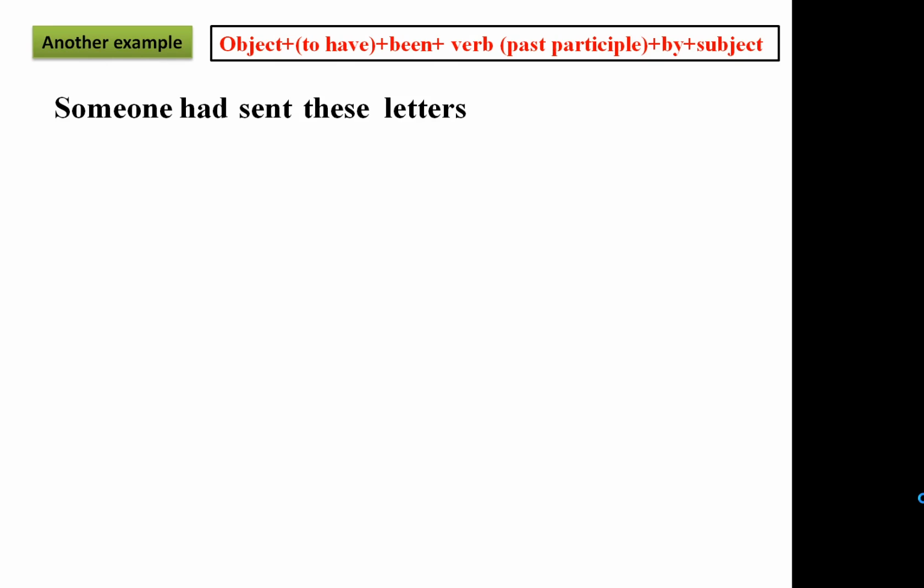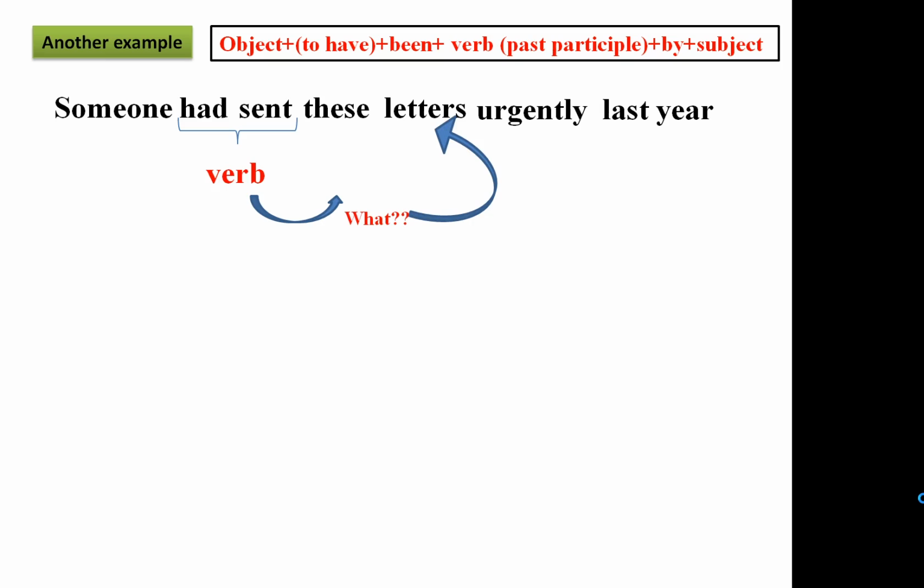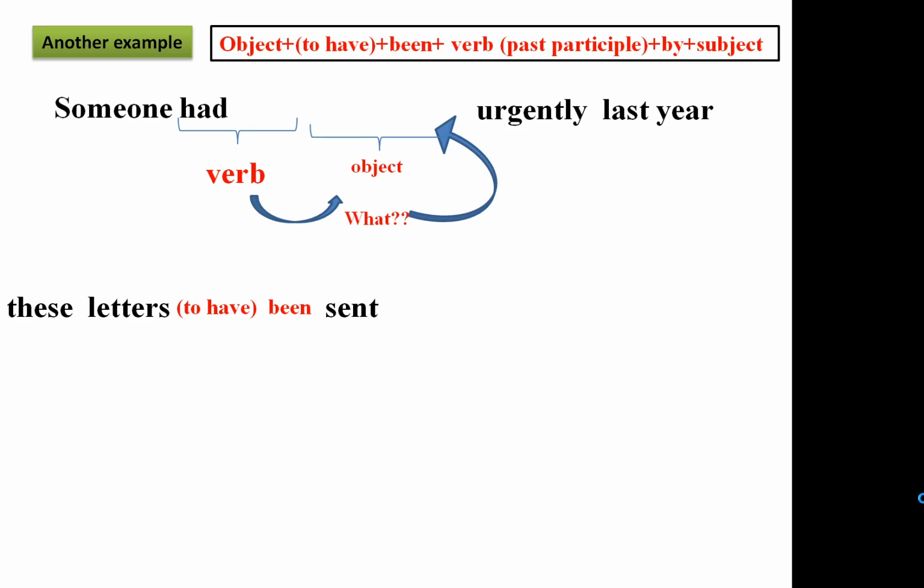Someone had sent these letters urgently last night. Again, had sent is the verb, and we need to know the object by asking the question: sent what? These letters is going to be the object. So I need to take it and put it into the beginning. Then to have, and then been, following the rule, and then sent, the verb in past participle, then by. And I have here someone, which doesn't give me any information, so there is no need to use it. So I finish my sentence: urgently last night.